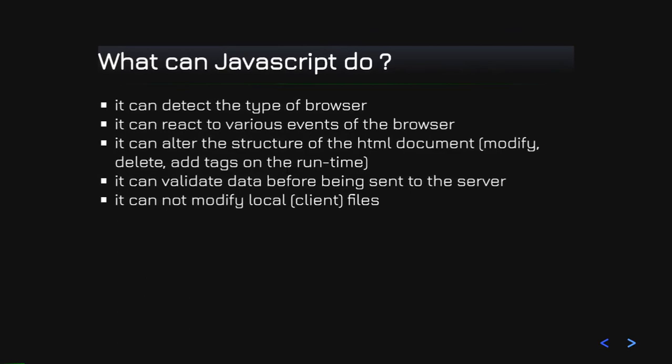So what can JavaScript do for an HTML page? Well, it can detect the type of the browser, whether it is Firefox, Chrome, or Safari. It can react to various events of the browser, and this is where JavaScript is mostly used. Events like clicks, swipes, and so on. It can alter the structure of an HTML document, meaning it can modify, delete, add new tags, move them around, remove them completely, and do this at runtime.